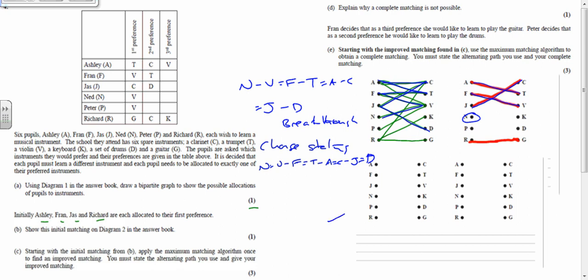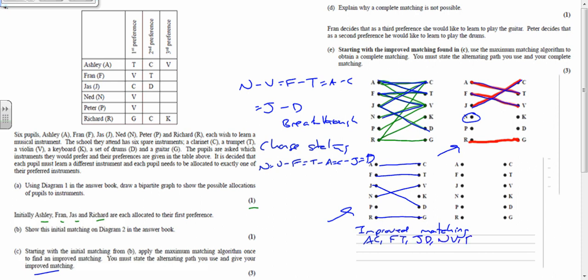So if we then write that here, we've got N matched to V, F matched to T, A matched to C, and J matched to D. And we didn't touch the bottom one there, so R is still matched to G. But we've got to state our improved matching. So what we need to write down is improved matching. And again, we need to write it down because this is what people forget to do. AC, FT, JD, NV, and RG.